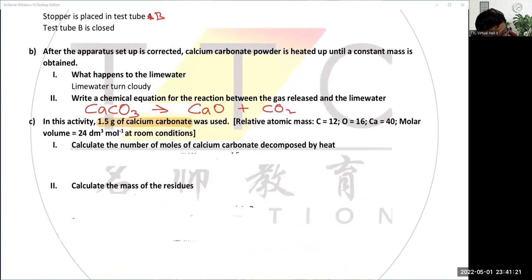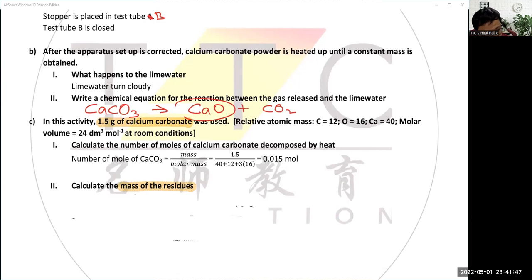Now they say 1.5 gram calcium carbonate is used. They want to calculate the mass of the residue, which is the calcium oxide. So first we calculate how much calcium carbonate is used. 1.5 gram is the mass, so you use mass over molar mass. The mass is 1.5. The molar mass is calcium 40, carbon 12, then 3 times 16. You get the moles as 0.015.